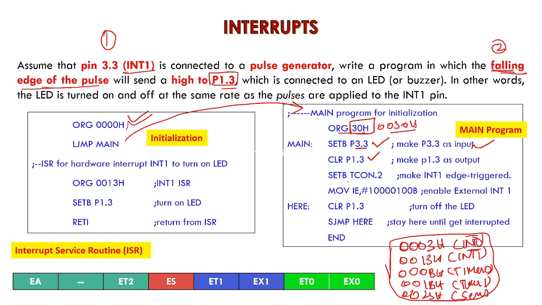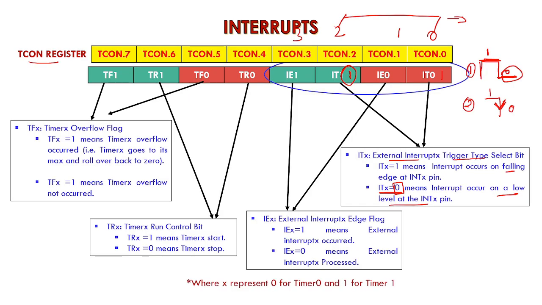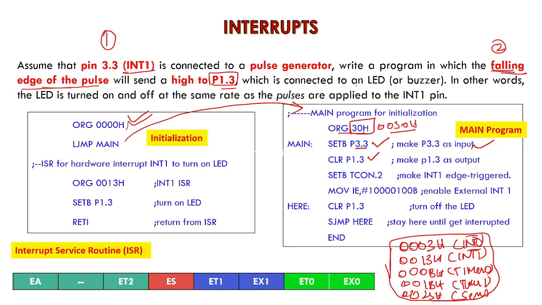Then the third instruction, setb TCON.2. So this is very important. I already said here, see, this is TCON. This is TCON point 2. Once you set this pin, it will work on the falling edge, right? You want to set this pin as 1. So that's why you can see here I set this pin, right? That means your interrupt will work in the activation level of edge trigger from the low, like a falling edge, 1 to 0.